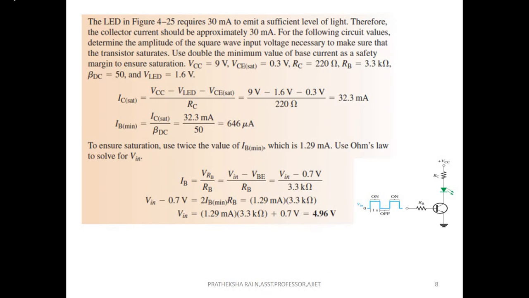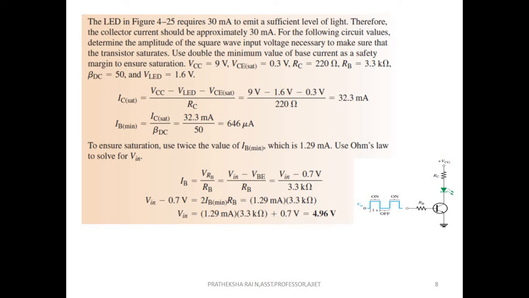Next question: the LED requires 30 milliampere to emit a sufficient level of light. Therefore the collector current should be approximately 30 milliampere. For the following circuit values, determine the amplitude of the square wave input voltage necessary to make sure that the transistor saturates. Use double the minimum value of base current as a safety margin to ensure saturation.